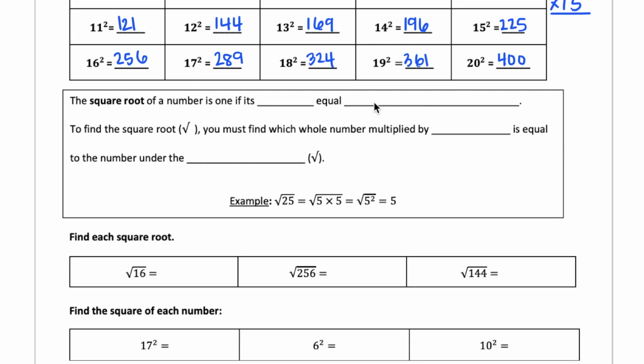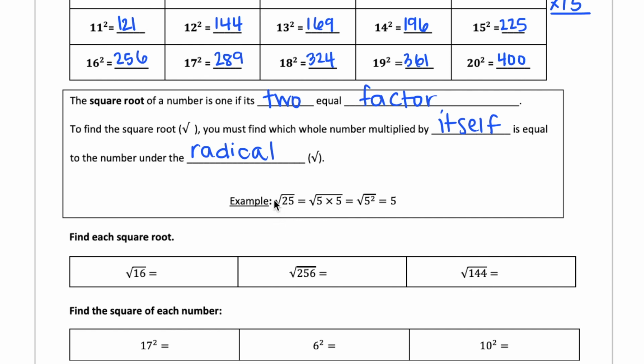In our next definition, the square root of a number is one of its two equal factors. To find the square root, you must find which whole number multiplied by itself is equal to the number that's under the radical. That symbol is called a radical, and it symbolizes that you're taking the square root of a number.